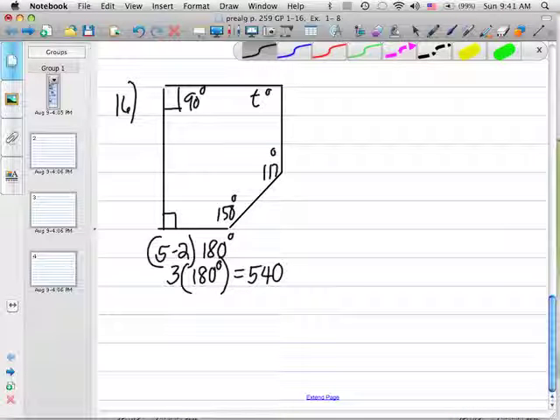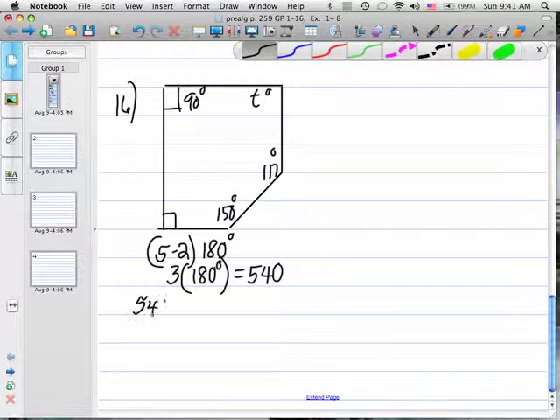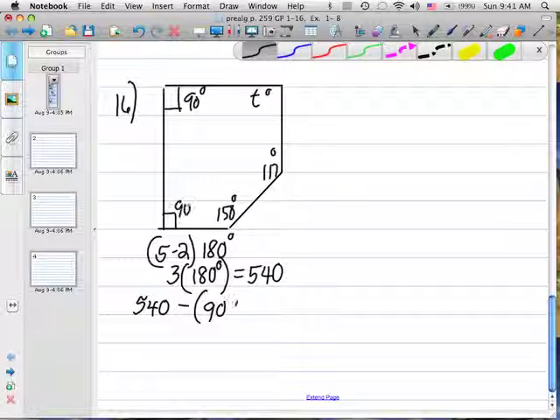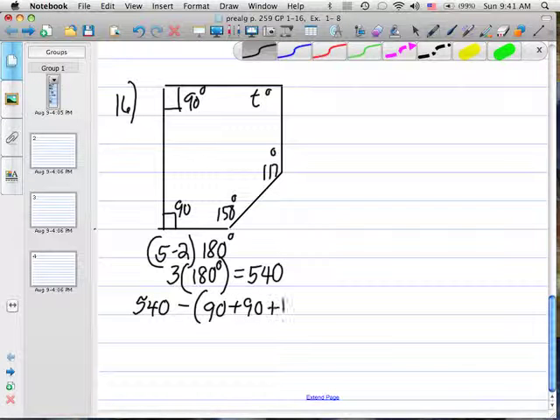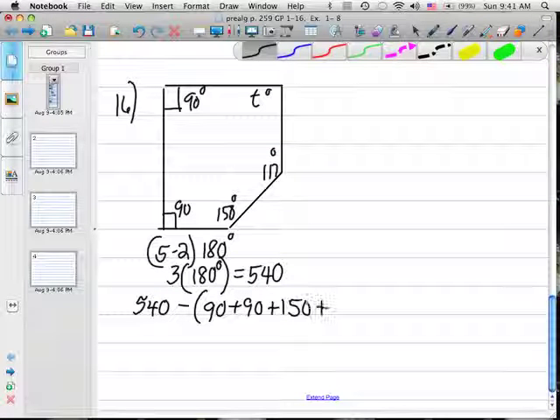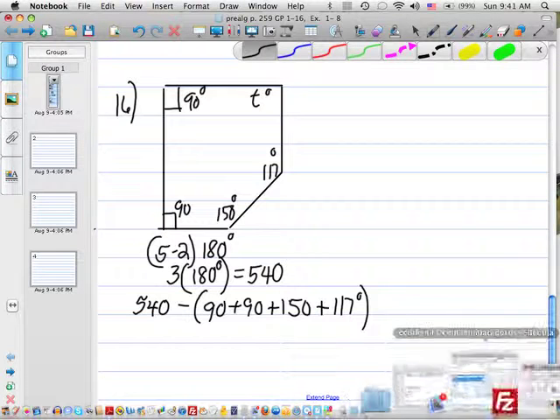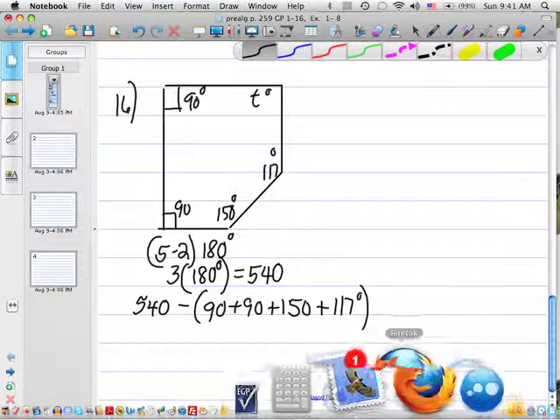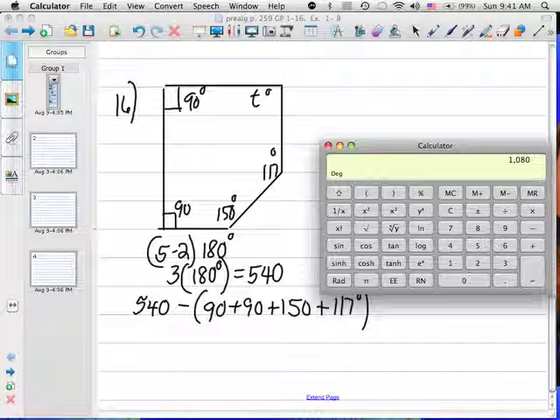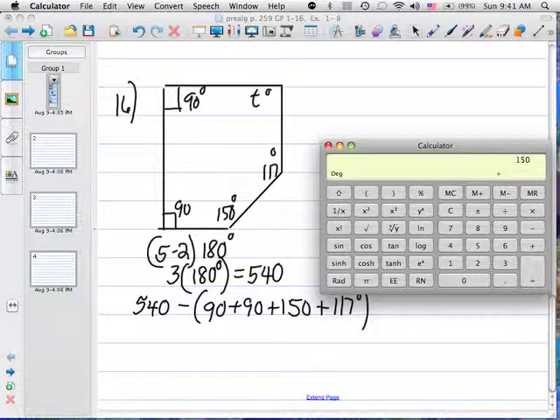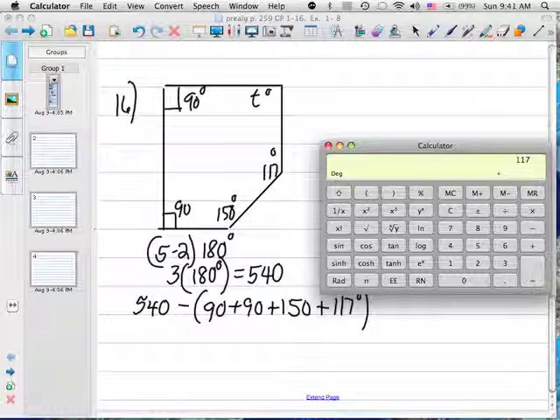So we'll add up what we have here. So it's going to be 540. To find the missing angle, add up all the ones we do have. So we have a 90. This is also 90. We have 150 and 117 degrees. So if I add those up, 90 and 90 is 180 plus 150 plus 117. I have 447.